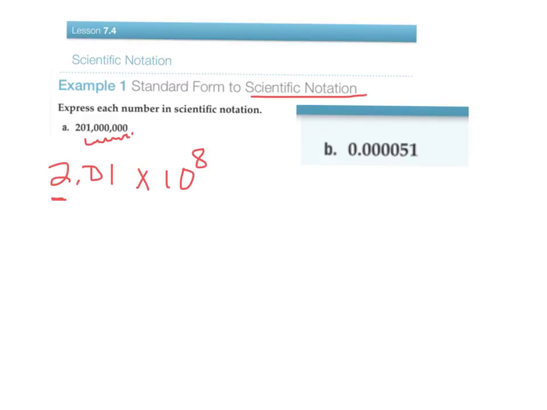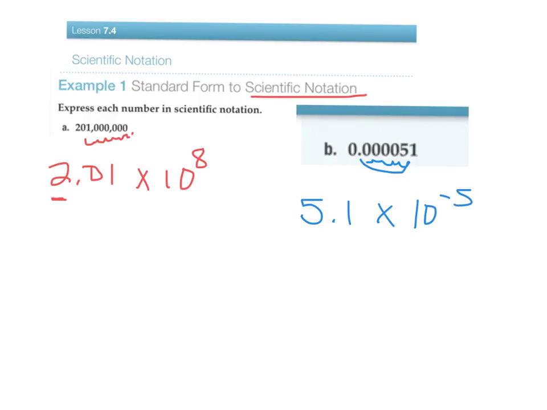So now let's look at it when we have a decimal number, but once again, we want to move it so there's just one number to the left, so it's 5.1, and it's going to be multiplied by a power of 10. So how many times do we move it? 1, 2, 3, 4, 5 times, but in this case, it's going to be a negative because we want to move it to the left.